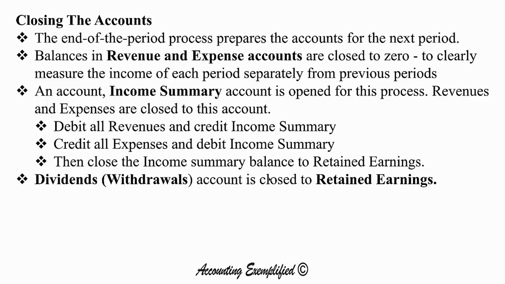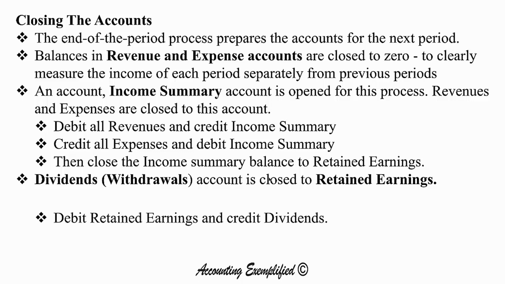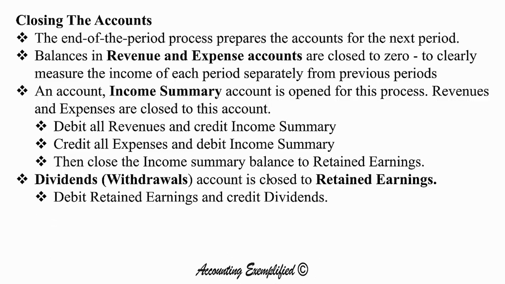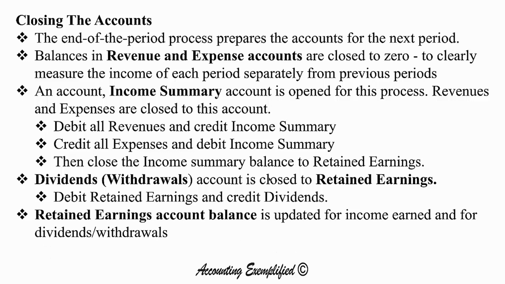Suppose the income summary balance is on the debit side. That means the company has incurred a loss. In that case, we will credit the income summary and debit the retained earnings. And finally, in order to close the dividends or the withdrawals, we will credit the dividends and we will debit the retained earnings. Now the retained earnings account balance is updated for the income earned and for the dividends paid.